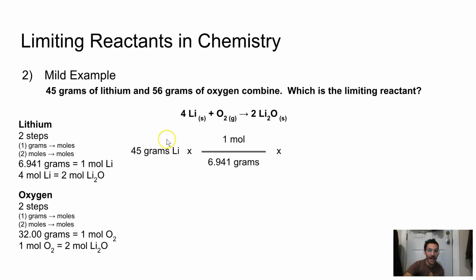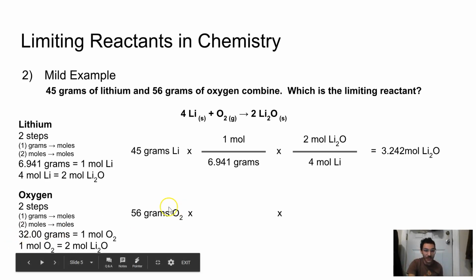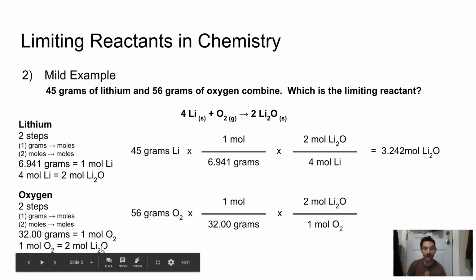We want to get rid of grams, so we'll put grams down below and moles up top. And then for our second conversion factor, we want to change from moles of lithium to moles of lithium oxide, so we'll put moles of lithium down below, and our new units, moles of lithium oxide, up top. Neat. And so we can multiply through and solve for moles of lithium oxide. And I'll do the same thing for oxygen. I'll start with my mass of oxygen. I'll use my molar mass to change these grams into moles of oxygen. And then I will use my conversion factor from the balanced chemical equation to convert moles of oxygen to moles of lithium oxide.